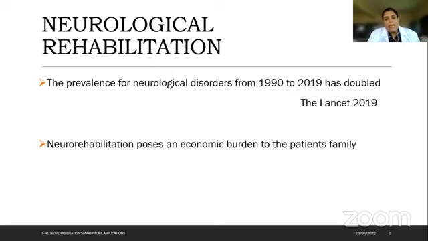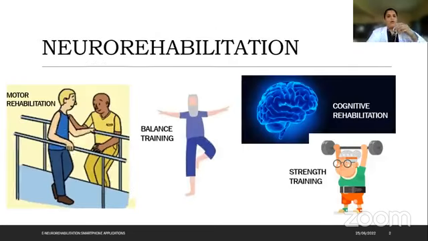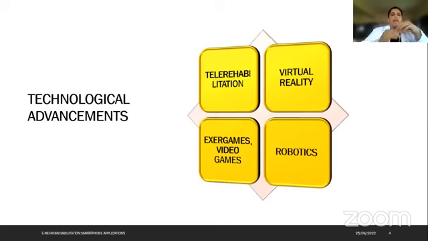Now, if we talk about neurological rehabilitation, we have various aspects, like motor rehabilitation, balance training, strength training, cognitive rehabilitation, sensory re-education, sensory integration, and so many other aspects. Now, in technological advancement from 2000 till today, there has been remarkable improvement in the use of technology in neuro rehabilitation services.